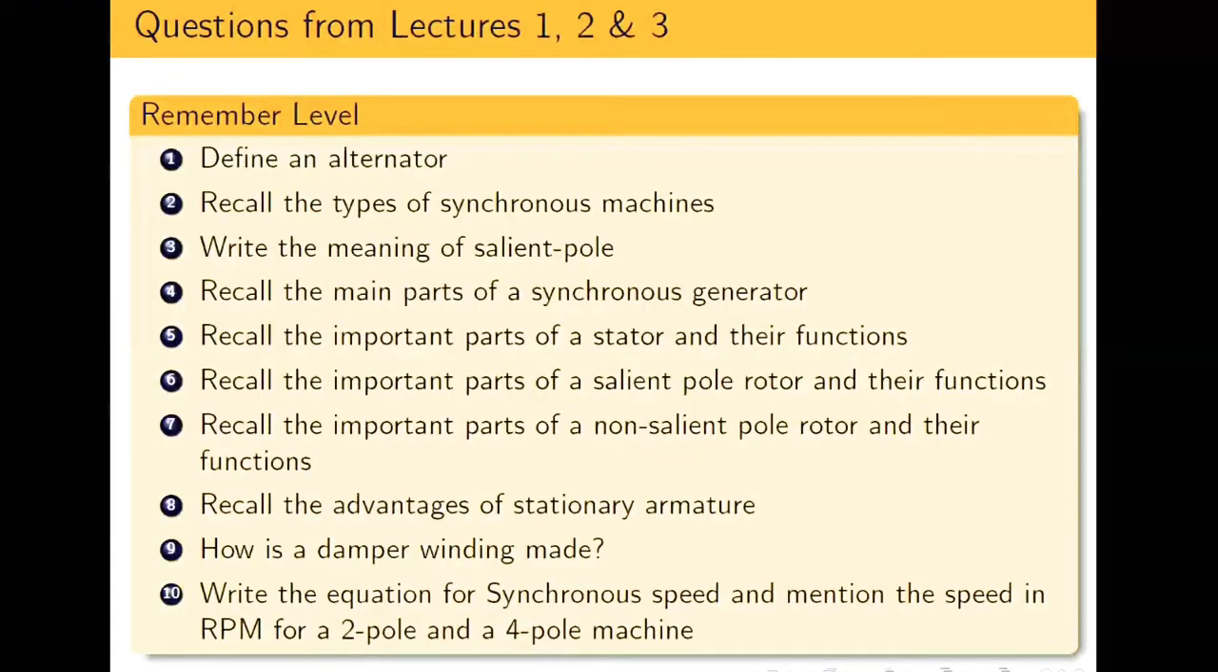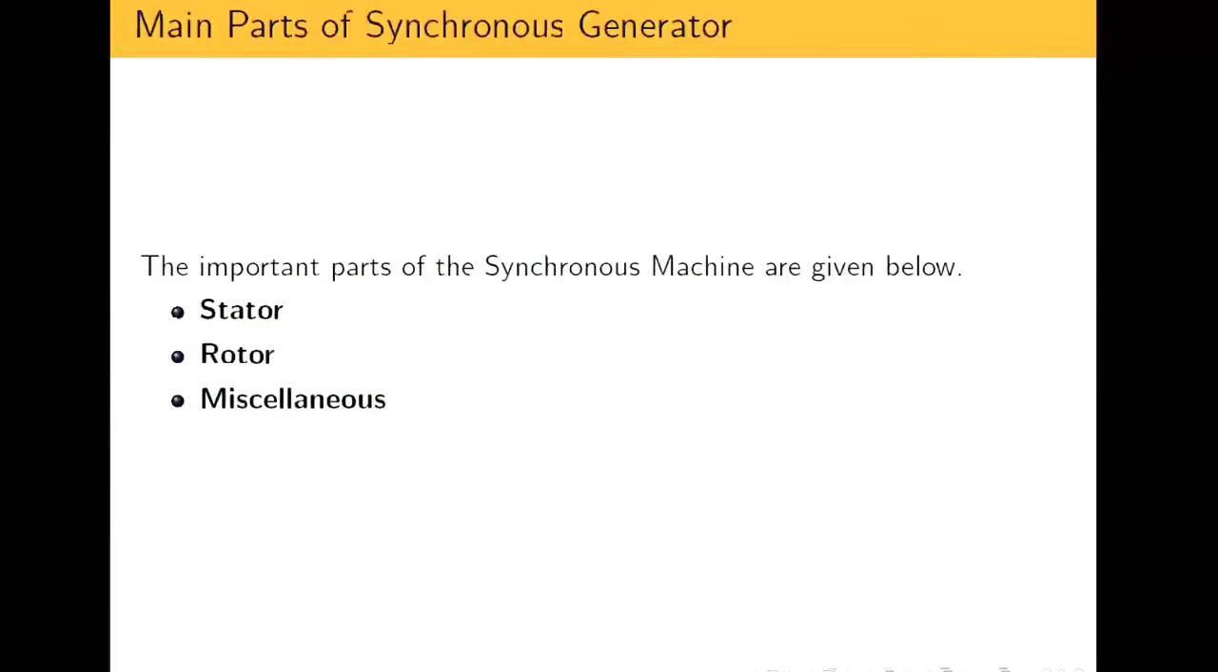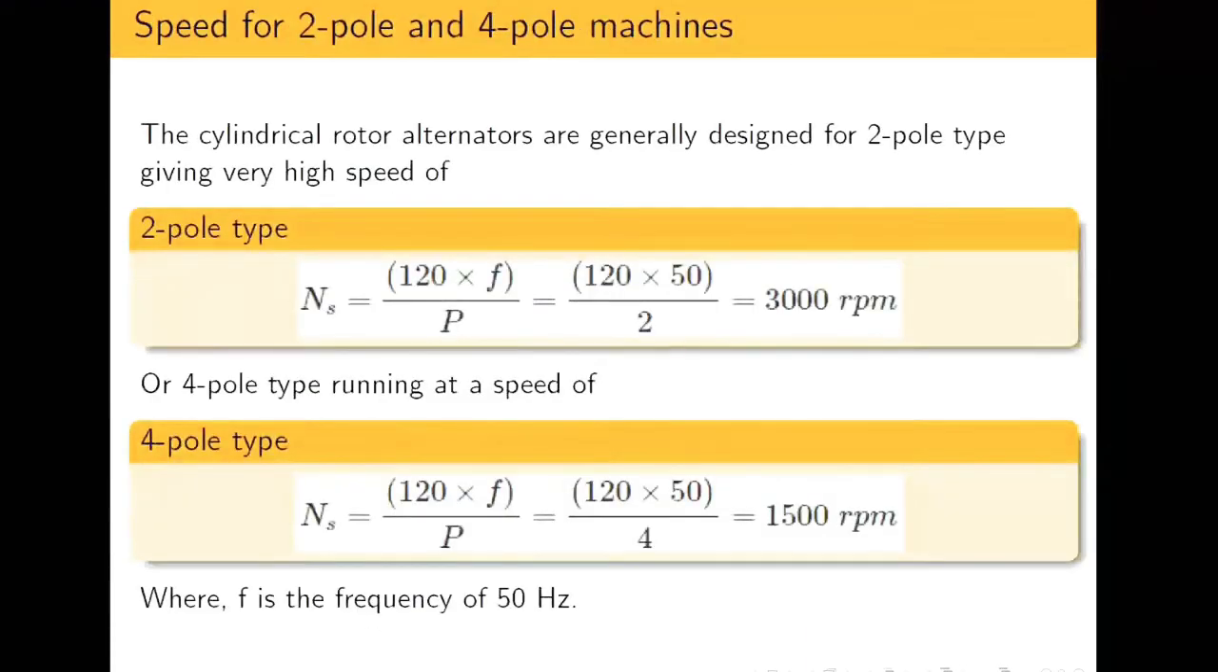Right, and write the equation for synchronous speed and mention the speed in RPM for a 2 pole and 4 pole machine. This we have already discussed in the previous class, right? This is the answer for that question. Ns is equal to 120 into f by P, or f is equal to P into Ns by 120, right? And if it is 2 pole, 3000 RPM, 4 pole, 1500 RPM.